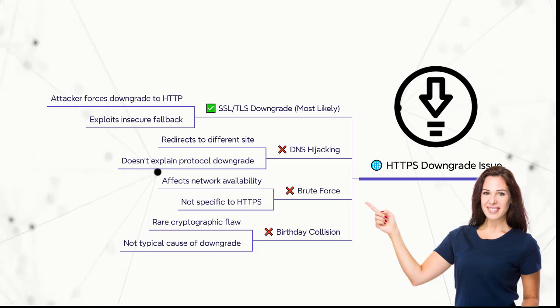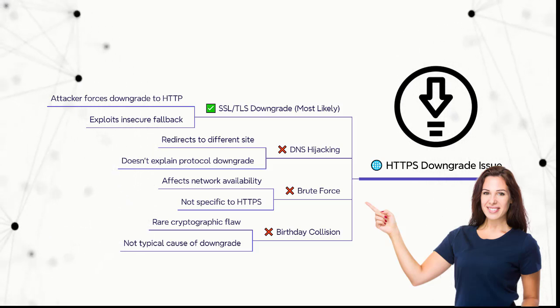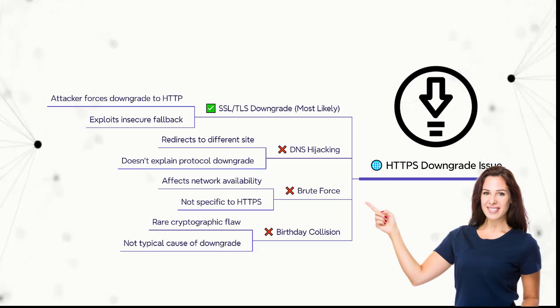Some other explanations sound scary but don't quite fit the situation. DNS hijacking, for example, can reroute you to a fake site entirely, but it doesn't typically mess with your connection security level. A brute force attack on an access point might knock you offline, but it won't cause protocol downgrades. And while a birthday collision is a real cryptographic issue, it's rare and way more technical. In most real-world cases of HTTPS reverting to HTTP, a downgrade attack is your culprit.